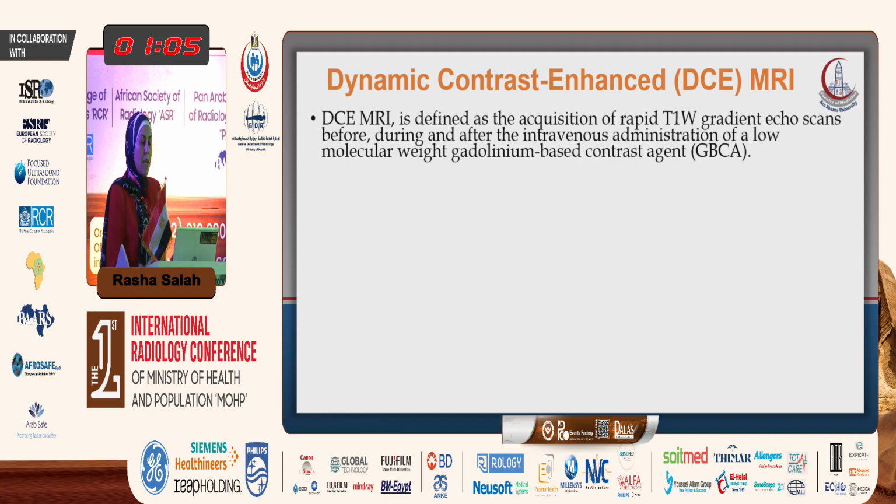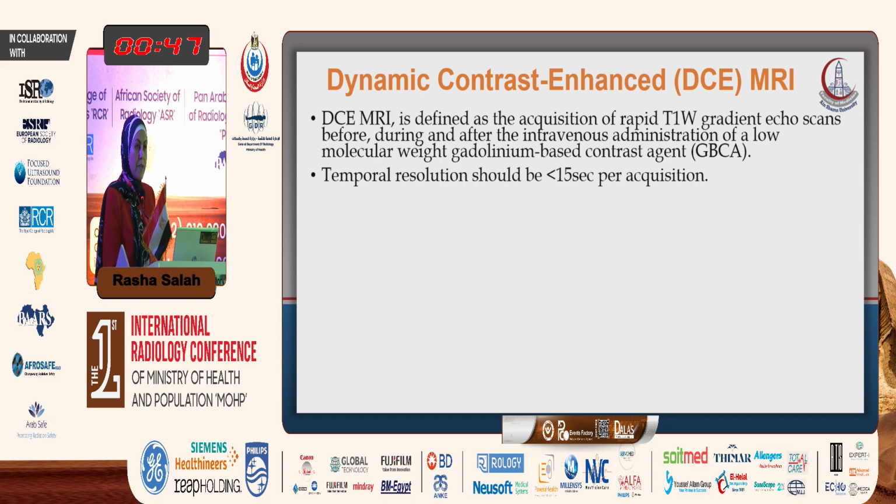The DCE is the acquisition of rapid T1 weighted images using gradient echo images, because it is a very rapid technique, and it is performed before, during, and all through the IV contrast injection. The temporal resolution for this DCE should be less than 15 seconds per acquisition, and we could use fat suppression and subtracted images. It is recommended, but if it is not performed, we can do the subtraction later on the machine.